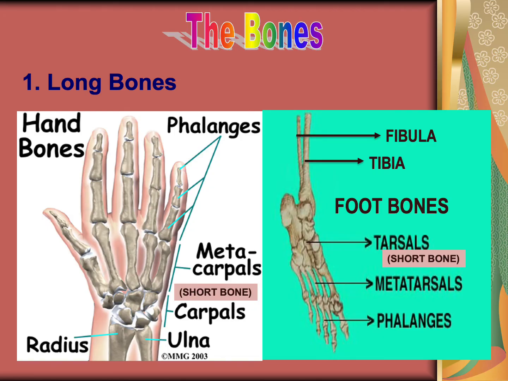The bones of the wrist and ankle are also short bones. So for the hands, we have the radius, ulna, carpals, metacarpals, and phalanges. But the carpals, hindi siya long bone, it's a short bone. Sa foot naman, we have the tibia, fibula, tarsals, metatarsals, and phalanges. Again, the tarsals, not a long bone, but considered a short bone.